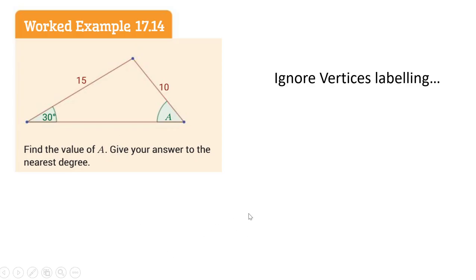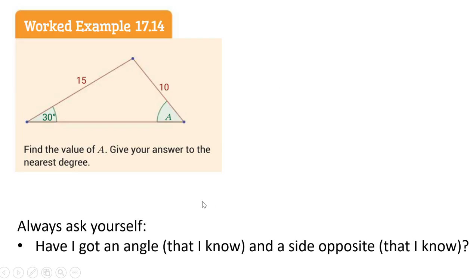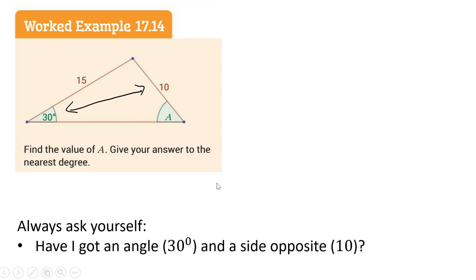We start off by ignoring the vertices labeling, and then I ask myself, have I got an angle that I know and a side opposite? It looks very similar to the last question, but here I've got an angle 30. Do I have the side opposite it? 10? Yes, I do. So that's 30 and side opposite. Now we're on the way maybe to using the sine rule.